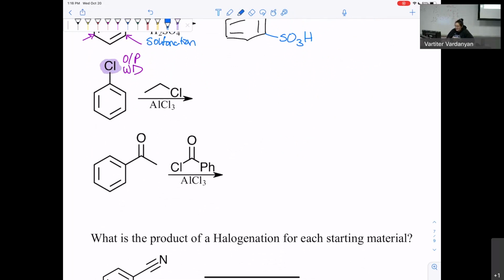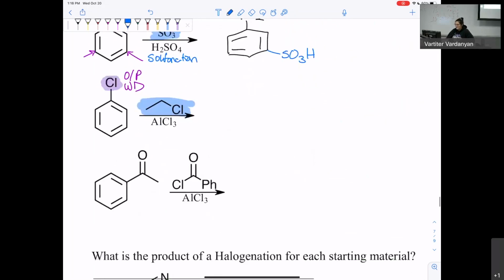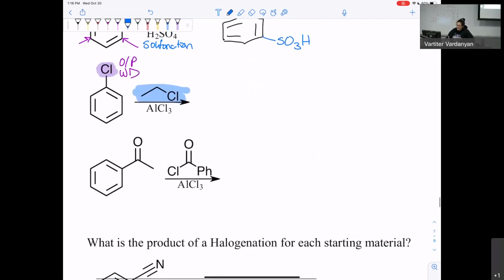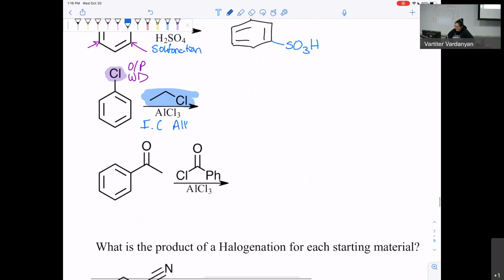And this reaction, what kind of reaction is it? Yes, so every time I see something like this, first thing I want to do is write Friedel-Crafts, and we'll say alkylation.